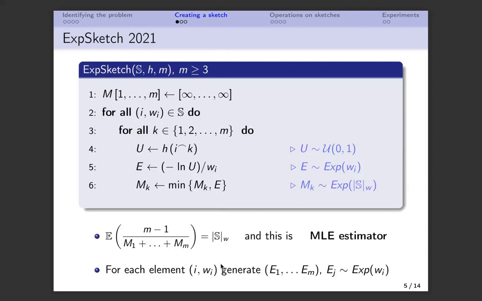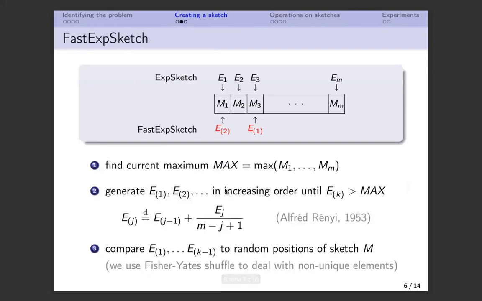For each stream element, we need to generate m random values. And this causes that we need to make exactly m comparisons in line 6 of the algorithm. In this paper, I introduce changes to the algorithm that make it much more effective. The new version of the algorithm is called FastExpSketch.